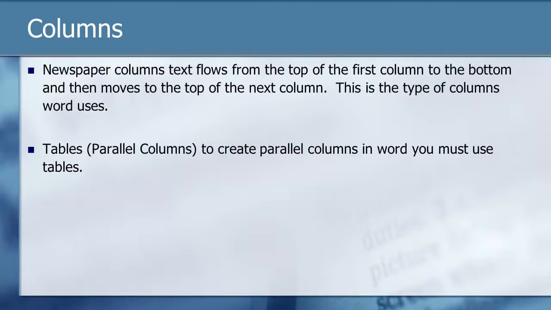There's a couple different ways that we can do columns. We can do newspaper columns where the text flows from the top of the first column down to the bottom and then goes to the top of the next column, which is kind of the regular kind of columns that you have in word processors. And you can also do what's called a table column or a parallel column. And to create a parallel column in Word or a word processor, you must use tables where you set the borders to 0 or to invisible so that you don't actually see the outline of the table itself.